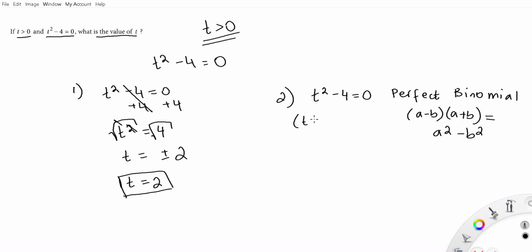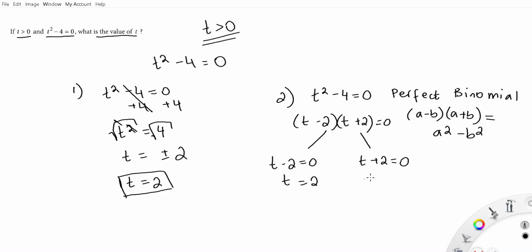So this could be factored to this, t minus 2 and t plus 2. When I FOIL this, I'm going to get t squared minus 4. And then from here on out, you set each part of that equal to 0 separately, and you solve for t. T is equal to 2 here, and t is equal to negative 2. But again, we're not taking the negative values, we're only taking the positive values because that's what they specified here.